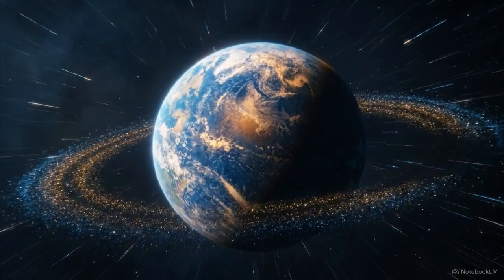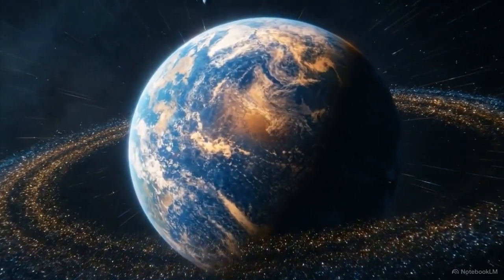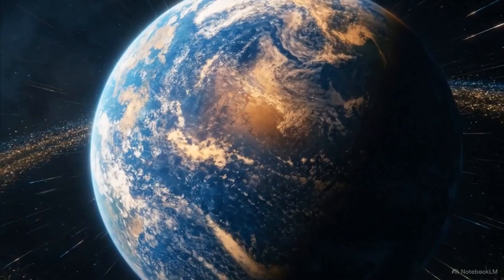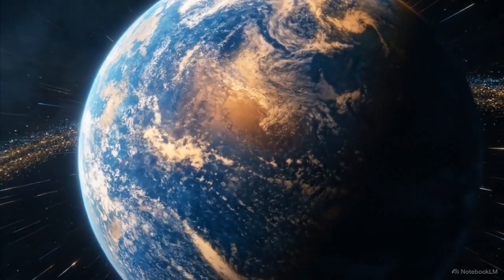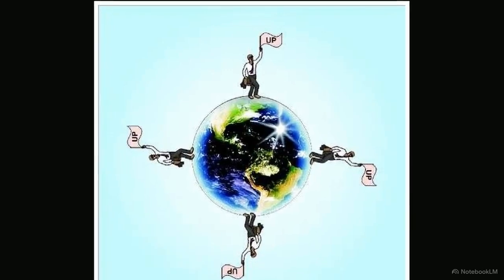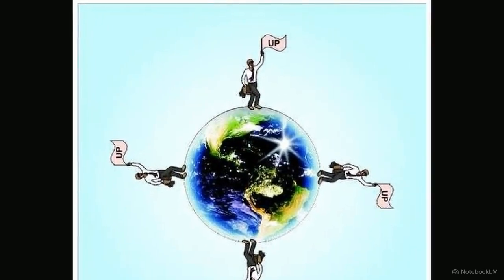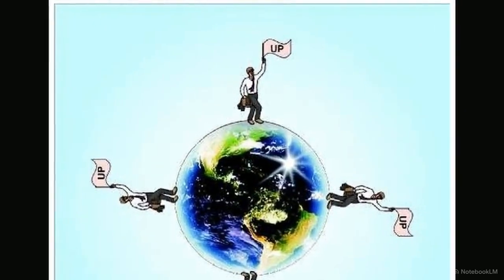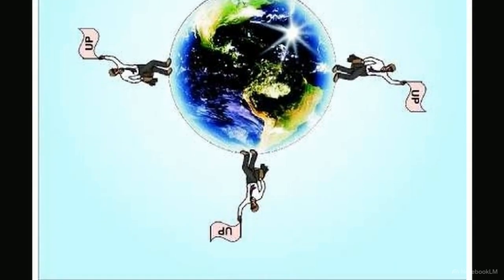We feel perfectly still right now, but we are sitting on a rock spinning at 1,000 miles an hour, hurtling through a star field. Look at this diagram showing people at different points on the globe. For the person at the top, up points away from the center, but for the person at the bottom, it points the exact opposite direction. Orientation is defined by where you stand.